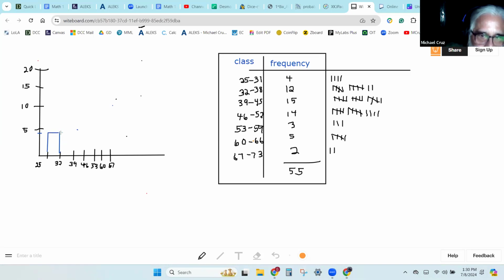So I'm going up to about right there, and then we're going to try to color it in as best as we can, because it's a bar chart. So this one, the next one would be 12. This one would be 15. So let's go ahead and do them all.